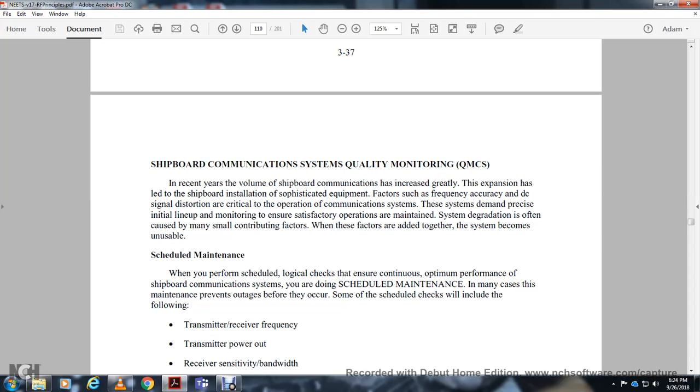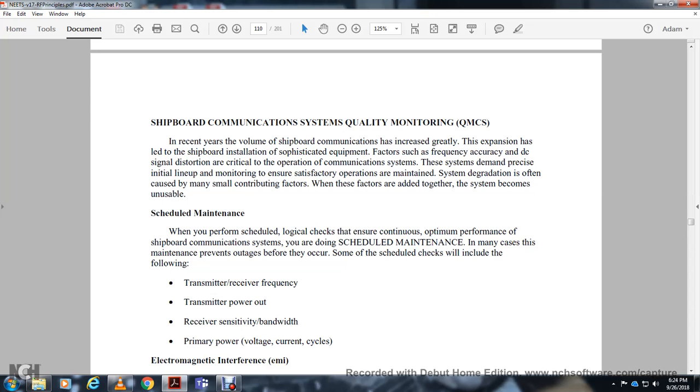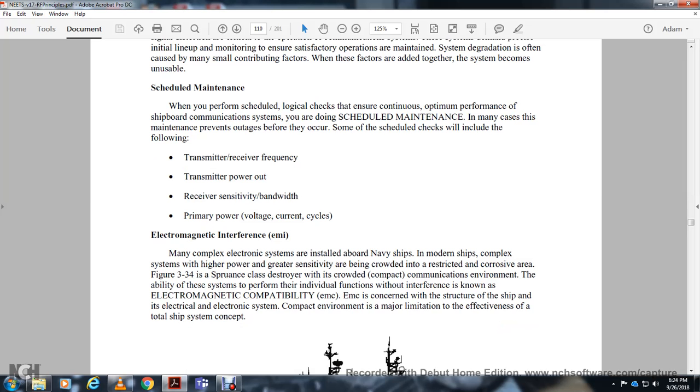Scheduled maintenance. When you perform scheduled checks to ensure continuous optimal performance of shipboard communication systems, you're doing scheduled maintenance. In many cases, this maintenance prevents outages before they occur. Some of the scheduled checks may include the following: transmitter and receiver frequency, transmitter power output, receiver sensitivity and bandwidth, primary voltage, current and cycles, and electromagnetic interference (EMI).